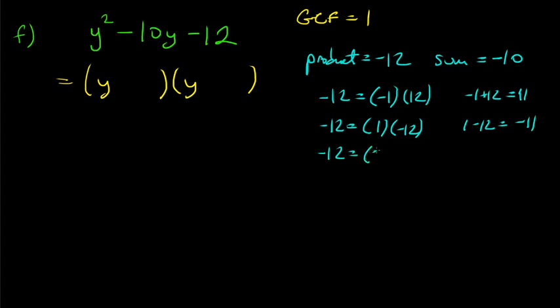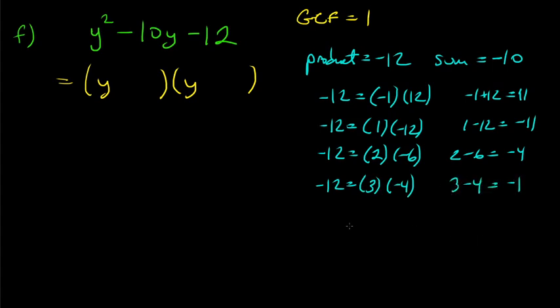So let's go on. We have 2 times negative 6. 2 minus 6 is negative 4. That's no match. And I think there's only one more. Positive 3 times negative 4, right? We want the bigger number to be negative. And 3 minus 4 is negative 1. Okay, so at this point, the next number we would divide by is 4, and that gives you negative 3. And 4 minus 3 is now positive 1.